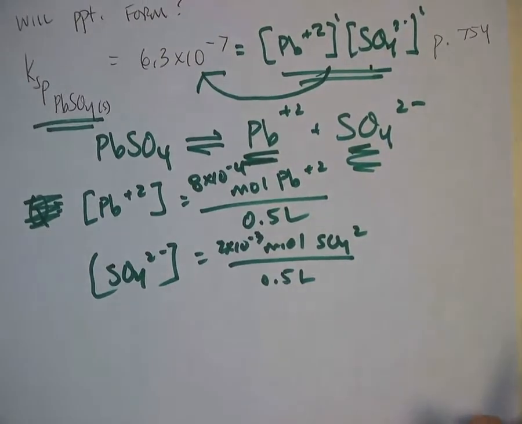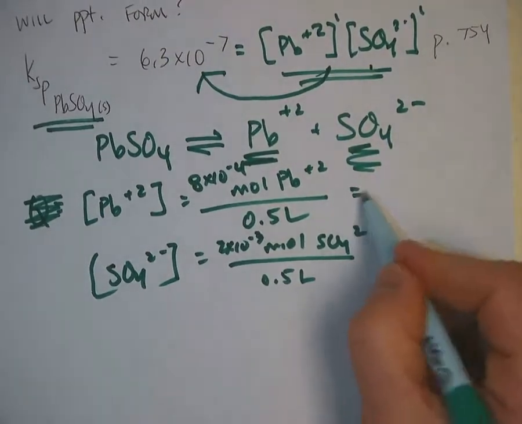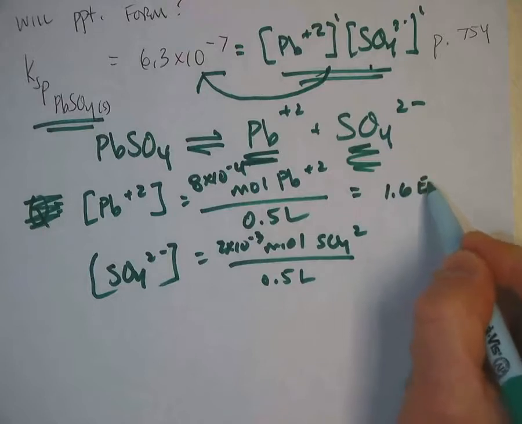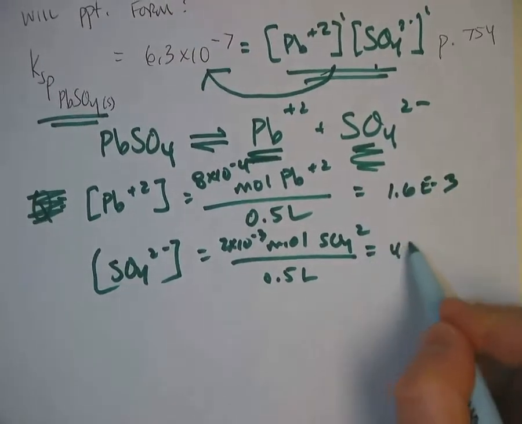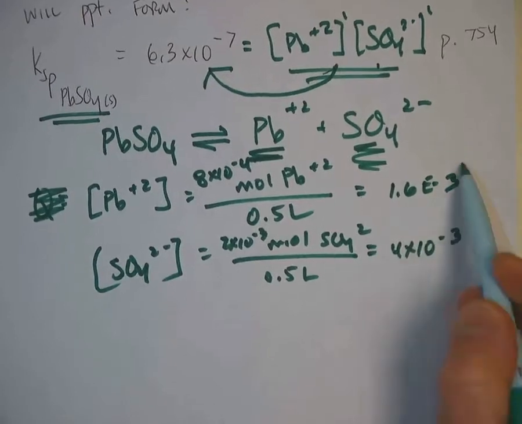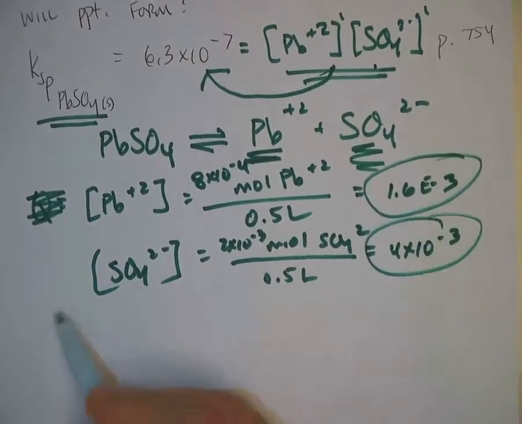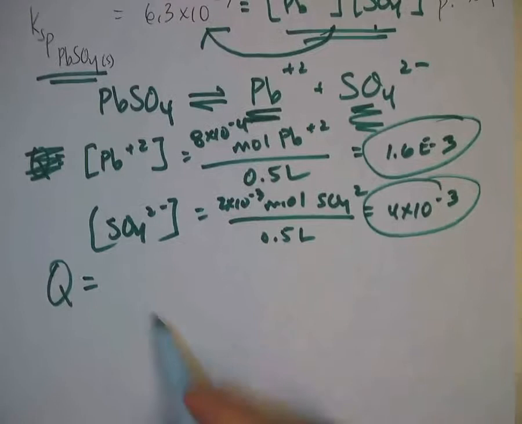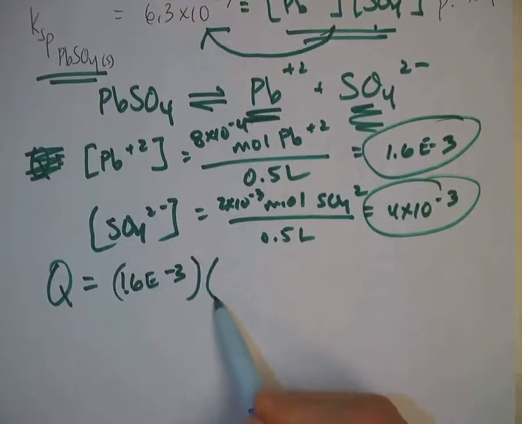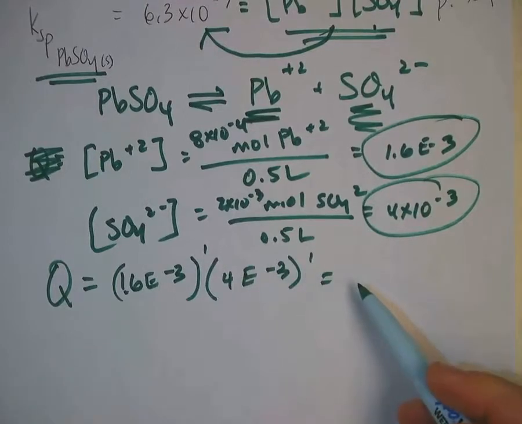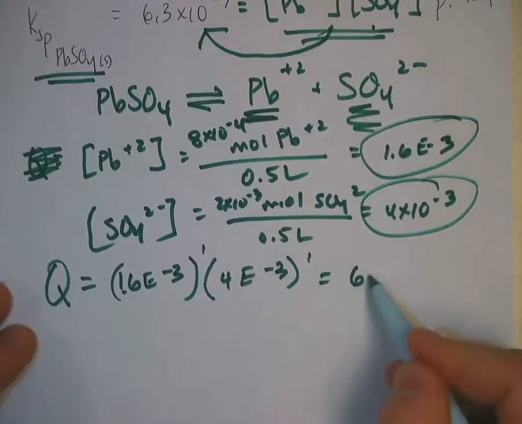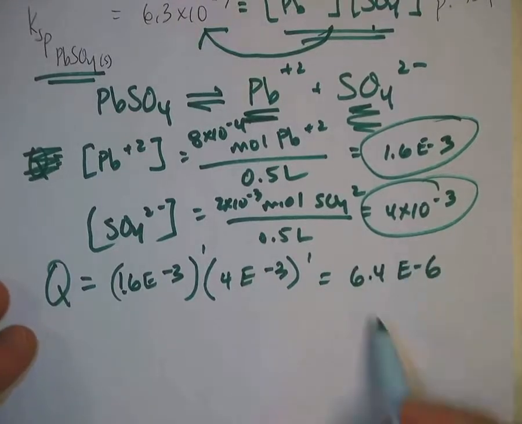Doing the division right there, we end up with Pb's ion concentration to be 1.6 times 10 to the negative 3rd, and SO4's concentration ends up being 4 times 10 to the negative 3rd. Take these two and plug them into the Q expression. Q would be equal to Pb 2+ times SO4 2-, both to the first power. When I multiply those together, I end up with a Q of 6.4 times 10 to the negative 6th.